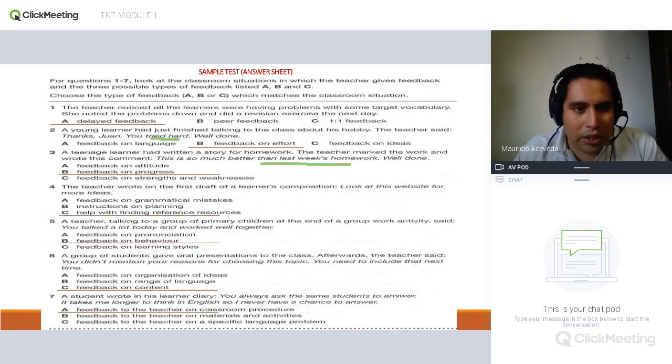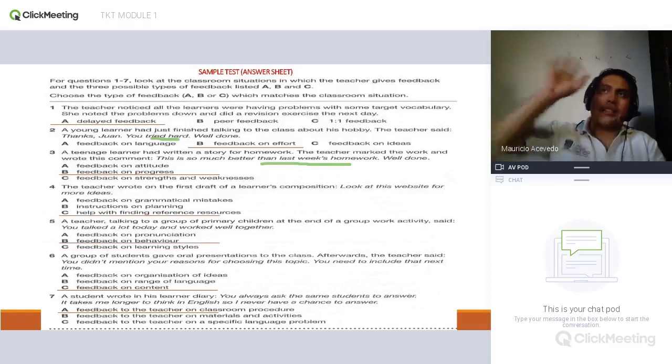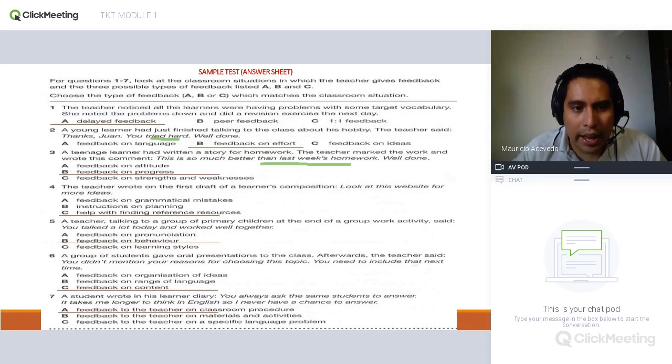No. A group of students gave an oral presentation to the class. Afterwards, the teacher said, "You didn't mention your reason for choosing the topic. You need to include that next time." Okay, so is it feedback on organizing ideas? No, because he's not saying this is wrong, you need to organize, you need to change the ideas. Feedback on range of language? No, because he didn't point out a grammar or accuracy mistake. Feedback on content: you missed this part, so you need to include it in the content next time.